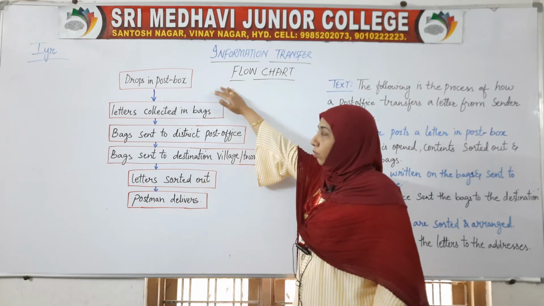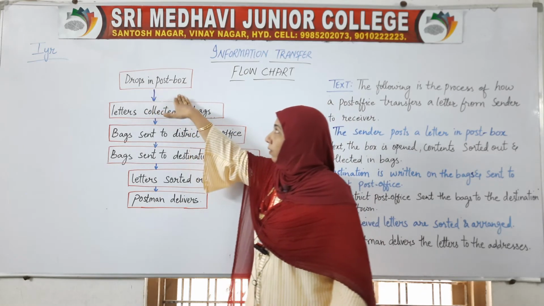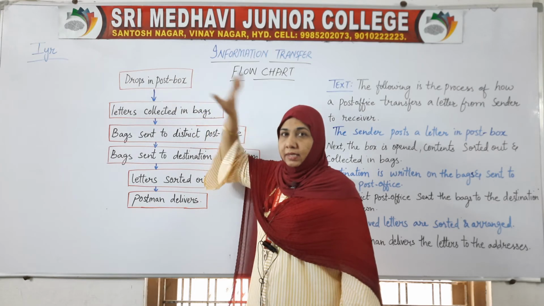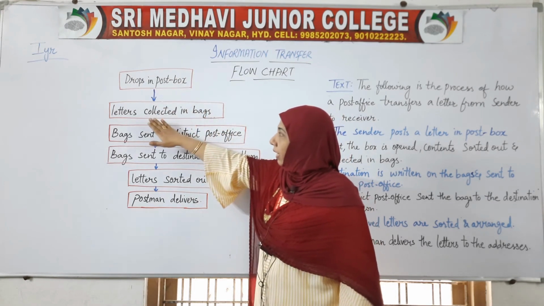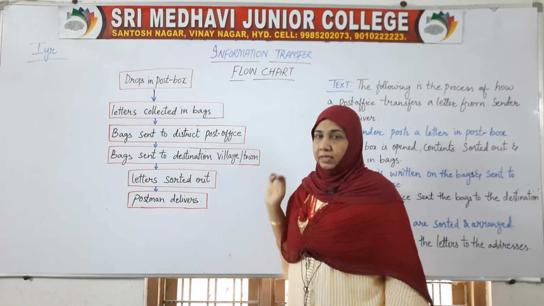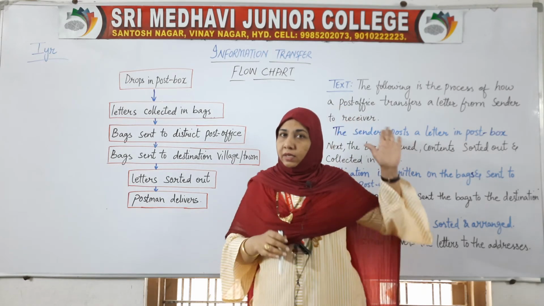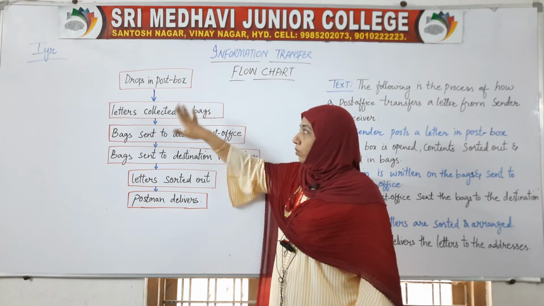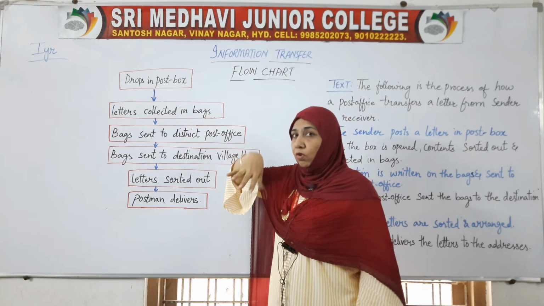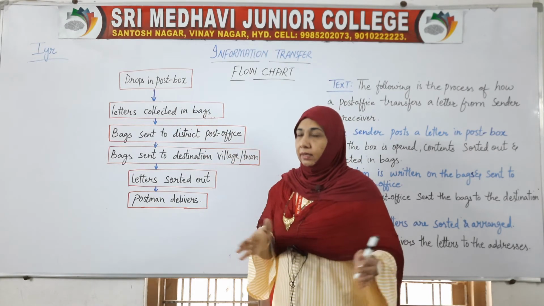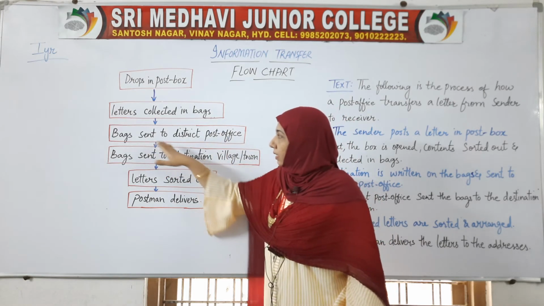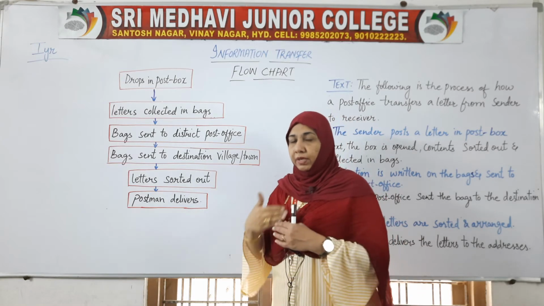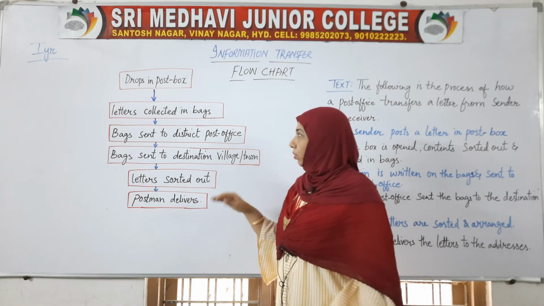Now, this is the flow chart. Drops in post box. Who drops? Sender drops. What drops? Letter. This is understood. Okay. Letters collected in bags. We are skipping other things because there is no need for that. From the post box, the next step is that they collect it in the bag. Bags sent to the district post office. Bags would definitely be sent to the district post offices.